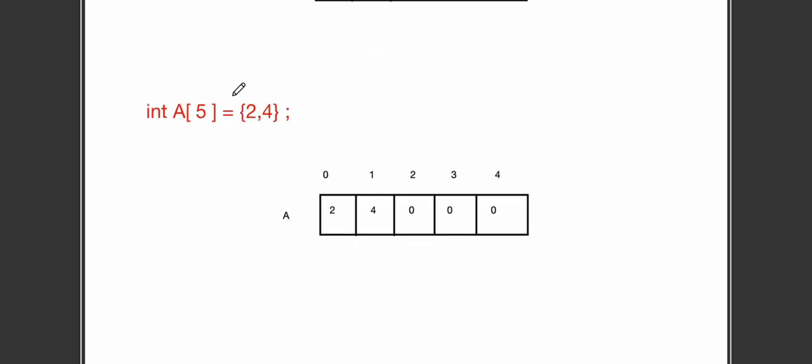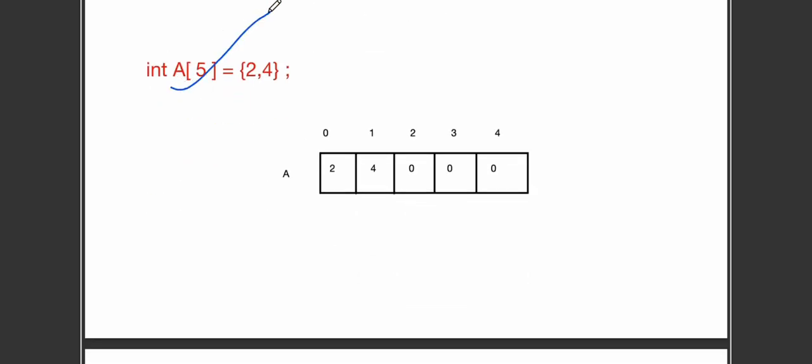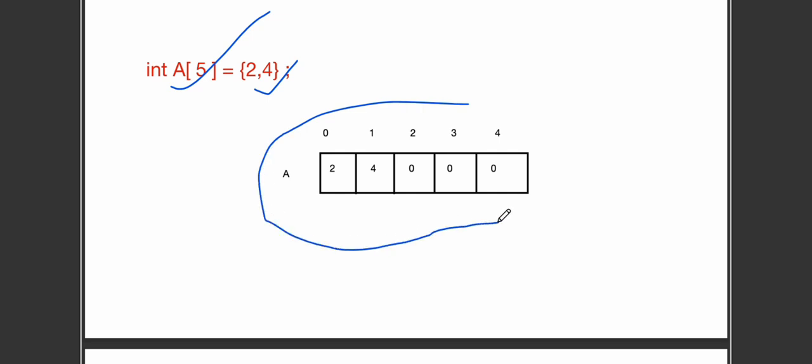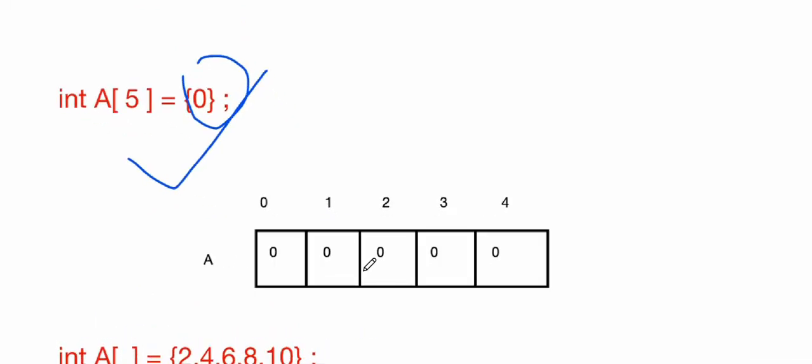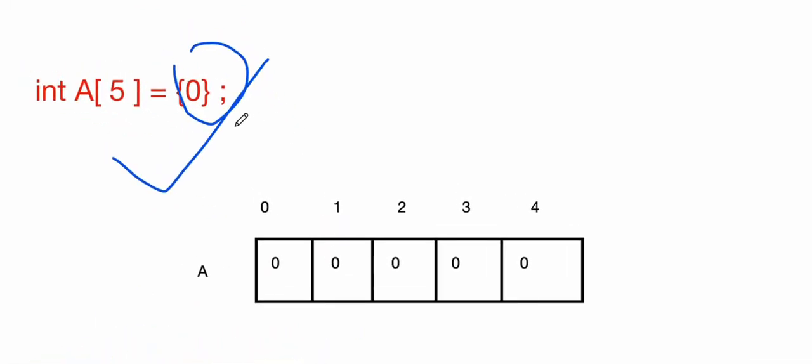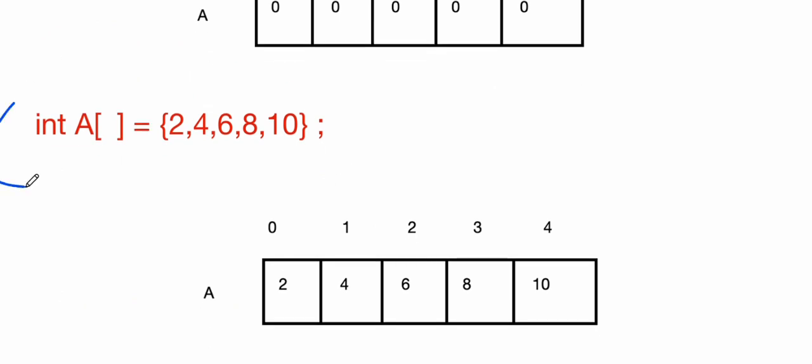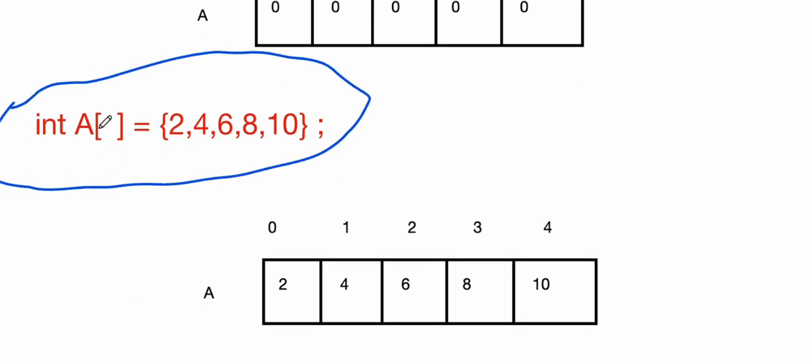And the second example is a[5]. Here are the 5 elements, where 2 and 4 are declared, and the others are 0 0 0. And you can see the other example is 0 0, and the other elements are 0. And the other one, the first element is 0 and the others are also 0, because the other elements are not declared. So the other elements are 0. Int a[], here no size is declared.